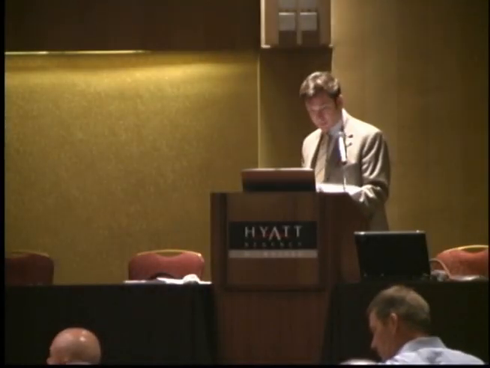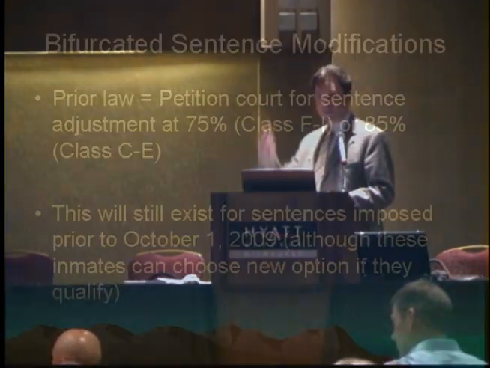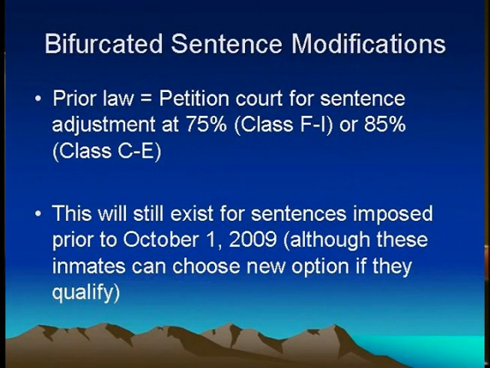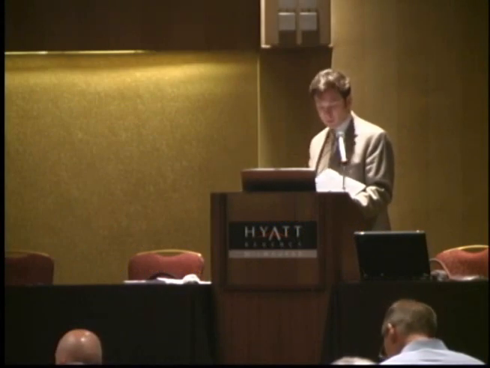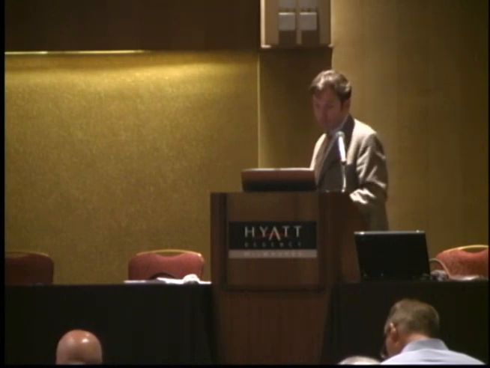So, bifurcated sentence modifications. This is somewhat similar to what we talked about before with the petition for court sentence adjustment at 75% for Class F through I felonies and 85% for Class C through E felonies. This is still going to exist after October 1st, 2009, but those are only going to be for sentences imposed before that. So in other words, a TIS person who's been waiting to get his 75% petition in can still do it, but they can also choose the new option if they want.